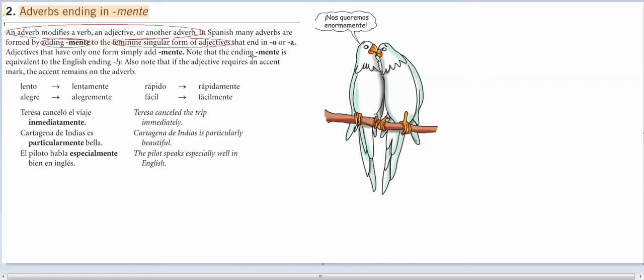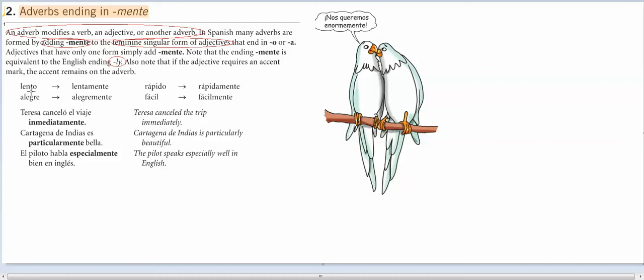Note that the ending mente is equivalent to the English ending ly, so it's like ly. Also note that if the adjective requires an accent mark, the accent mark remains on the adverb. Okay, so here we have lento. If it ends in O, what they're trying to tell you is that you add it to the feminine form, and if they have only one form, you just add mente.